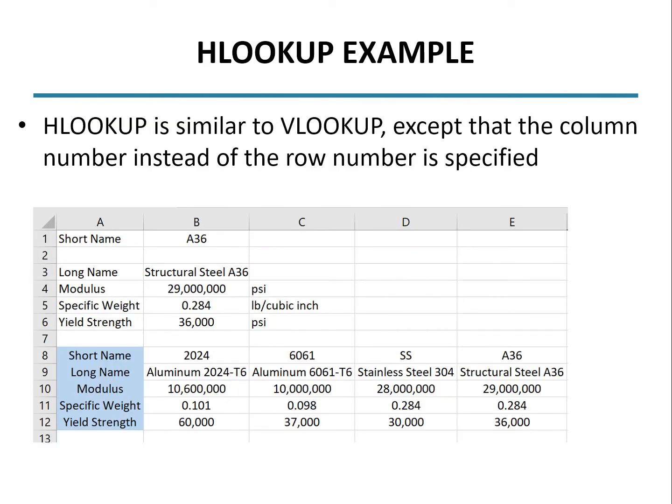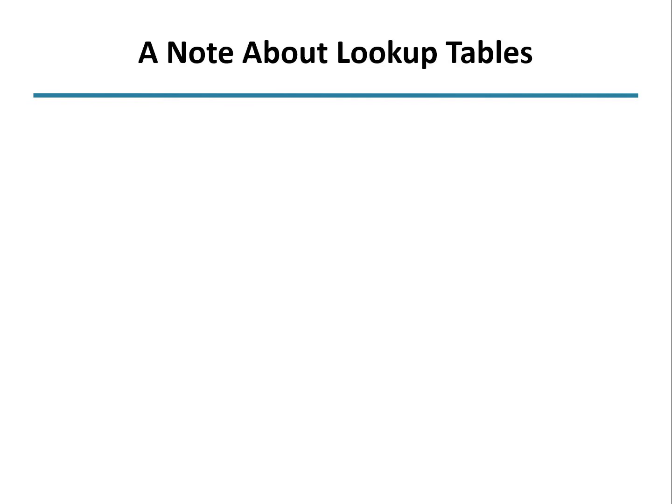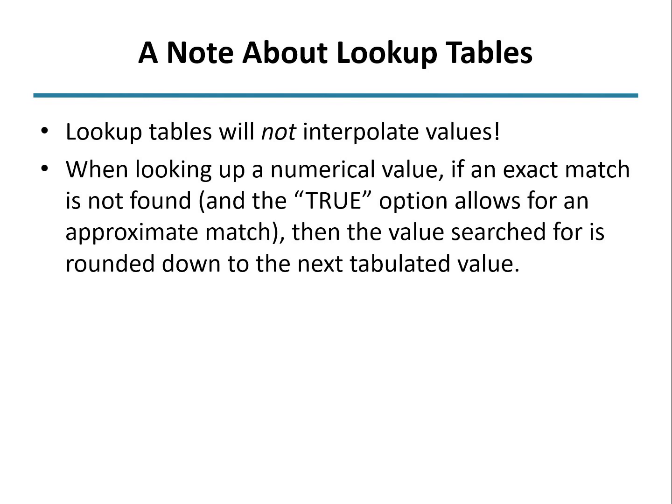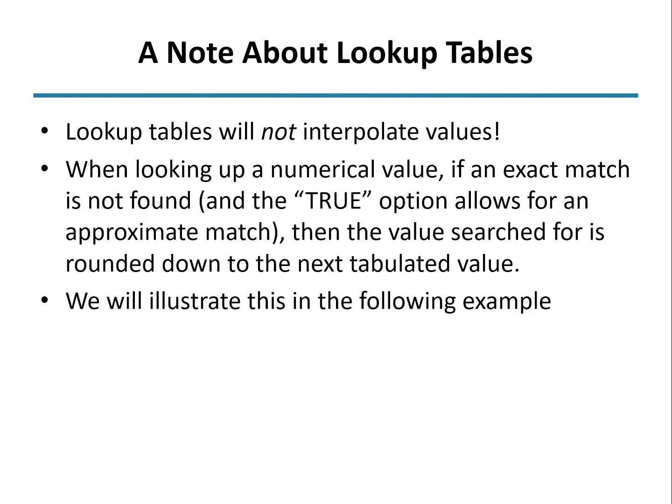And again, there's also HLOOKUP. You can see now we've converted that table such that the data we want is in rows instead of columns. And the third argument would be the row number instead of the column number. Remember this, they will not interpolate values. And if you put a true in there, then you will get a value that's rounded down to the next tabulated value. So that could be okay if you're looking at numerical values to look up, but when you're looking at categories like we did here with names, you never want to do that. You always want to make sure that you've got false there to ensure that you're looking up exactly the value that you want. So the true option, though, let me show you in this example here.